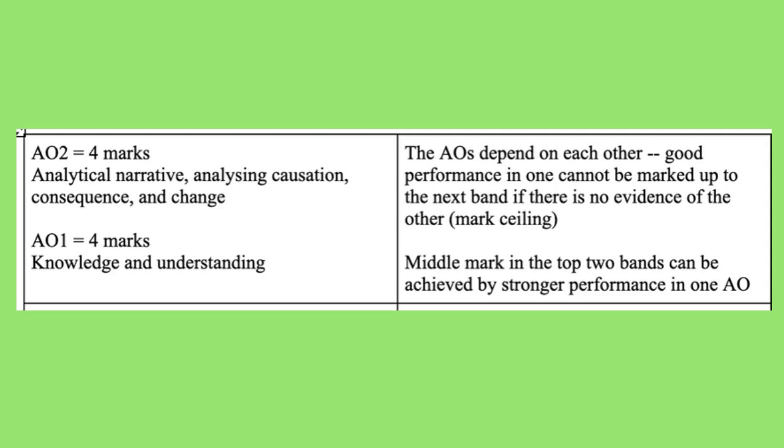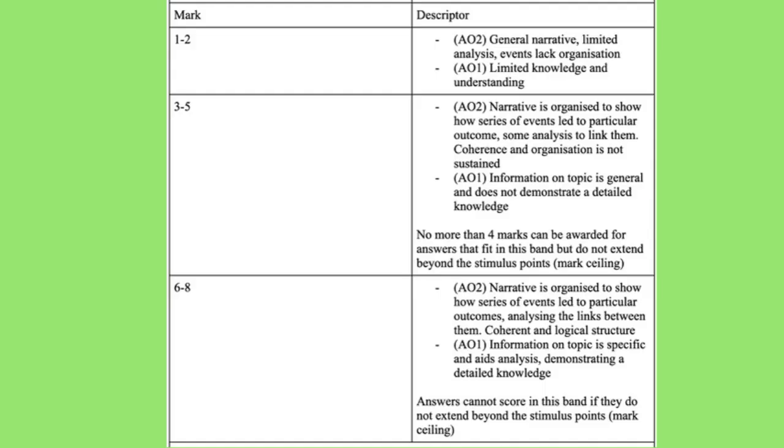So that requires you to make connections between them to show that you can logically understand the whole topic, and that you're being analytical in showing how one event led to another. It's also important to remember that the AOs depend on each other, so that means no matter how well you perform in one of them, if your performance isn't quite as good in the other, then it means that you can't progress into the next band. So make sure you're being both analytical and using your own knowledge just to make sure that you've secured the top bands. These are the bands for this question.